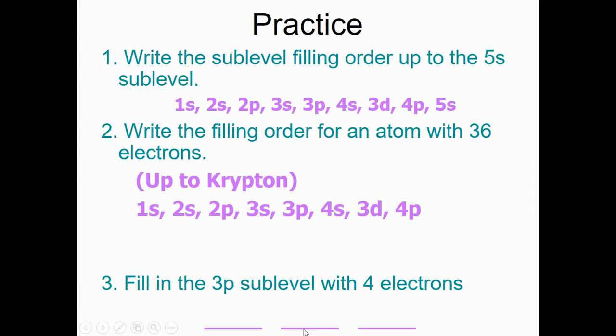So this is like a px, a py, and a pz. We have 4 electrons. How are we going to fill it? We're going to go 1, 2, 3, one in each orbital. Now we have to pair up the 4th. That's what it looks like to not pair up until you have to.